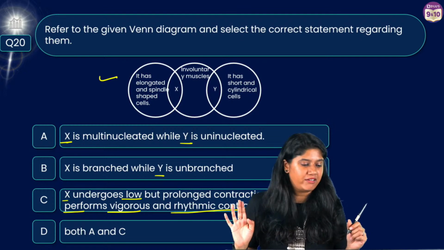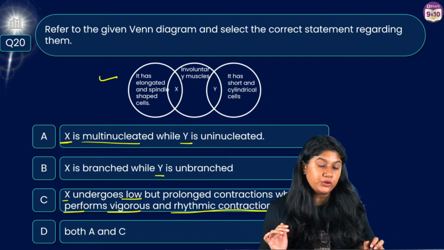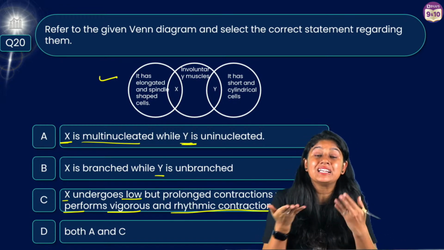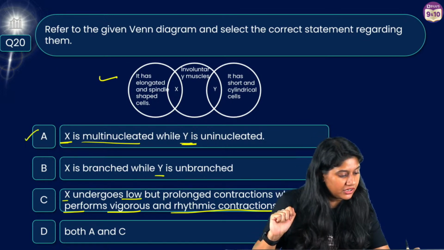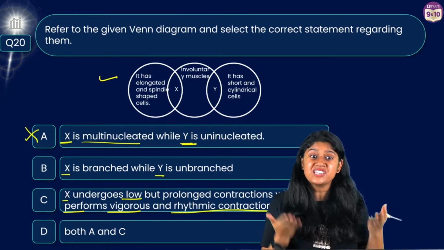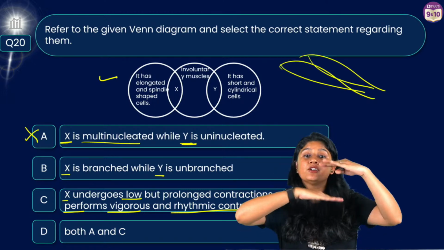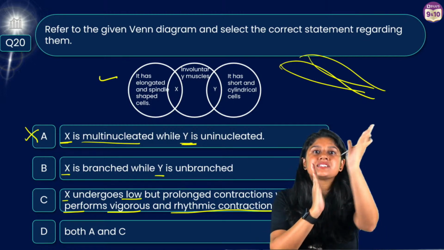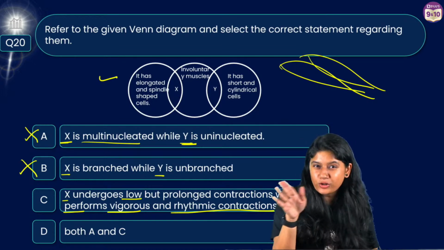Very good everyone. See, X is multinucleated while Y is uninucleated. No, we know that in the cardiac muscles we have multiple nuclei, whereas in the smooth muscles we don't have multiple nuclei. That is incorrect. X is branched. No, we know that it's a spindle fiber, so they are not branched, they are kind of stacked onto each other, whereas the cardiac muscles are branched. Okay. Then both A and C are out of the option.